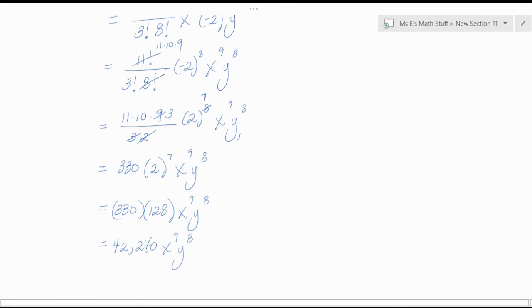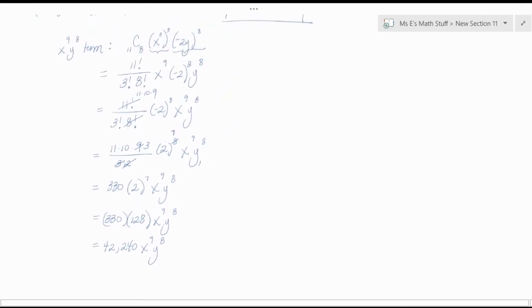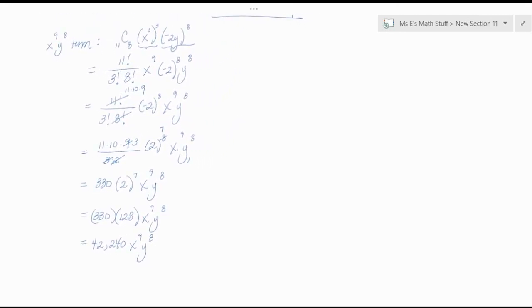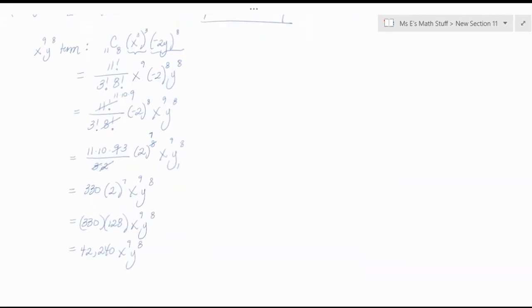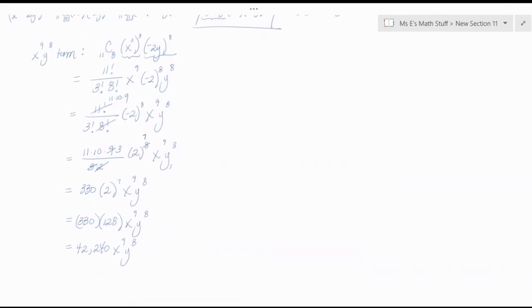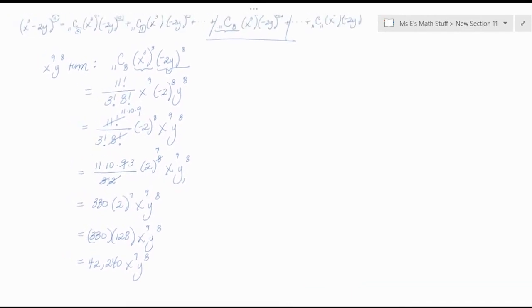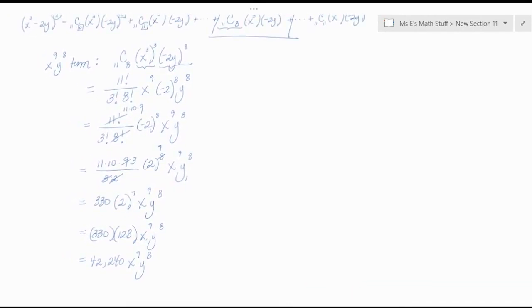So that term, and I'm glad I didn't have to expand all of them. I'm glad they just asked me about that one. That term would have had a coefficient of 42,240. And I don't know about you, but I'm kind of glad I didn't have to do all the addition for Pascal's triangle to get down to the 11th row to figure that out. Anyway, so the answer would be that the coefficient would have been that 42,240 deal. Woo!